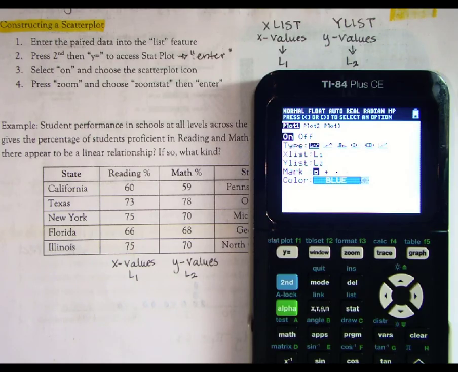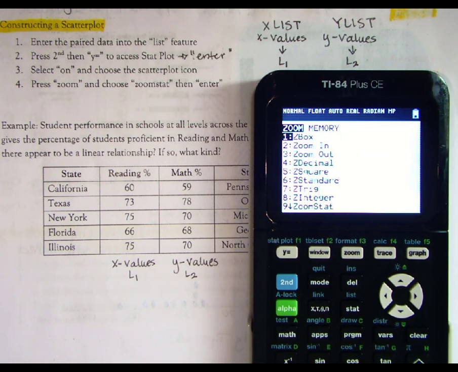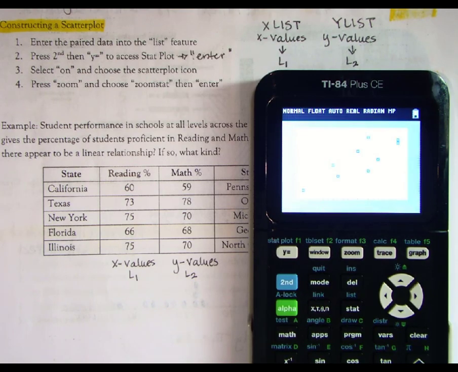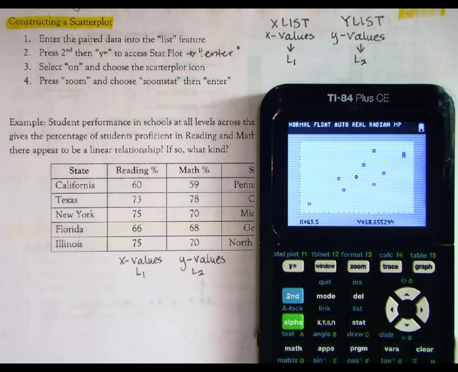Once you get to this point, you're going to hit zoom and zoom stat. These are the buttons in gray along the top of your calculator. Zoom stat should be number 9 once you hit zoom. Then hit enter. You should now be able to see every single state that is listed here in this data plotted as a coordinate, which we call a scatterplot.